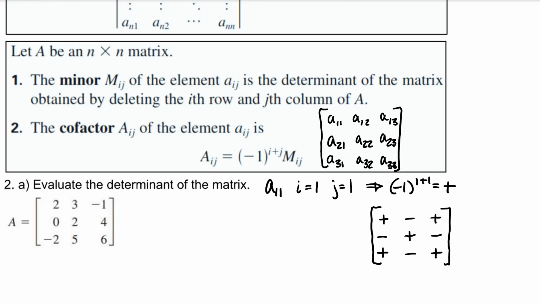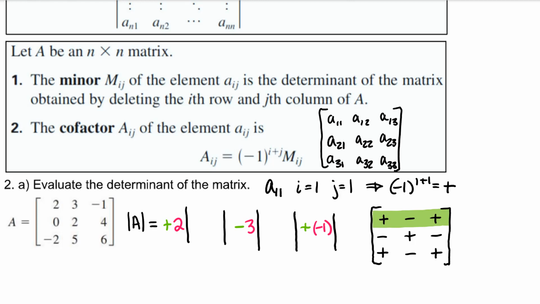Number 2, evaluate the determinant of the matrix. Expanding along the first row, the signs will be positive, then negative, then positive. The constants in the first row are 2, 3, and negative 1. We'll multiply each of these constants by a 2 by 2 determinant. The entries of each of these determinants are the entries obtained by deleting the ith row and the jth column. In this case, deleting the first row and the first column, we get 2, 4, 5, 6. Our second determinant entries are 0, 4, negative 2, 6. And the entries of the third determinant are 0, 2, negative 2, 5.